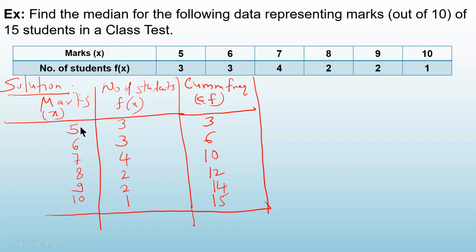Remember, the cumulative frequency for the first variate will remain the same as 3. For the next one, 3 plus 3, that is 6. 6 plus 4, that is 10. For the next one, 10 plus 2, that is 12, 12 plus 2, that is 14, 14 plus 1, that is 15. So quickly you can prepare these cumulative frequencies.